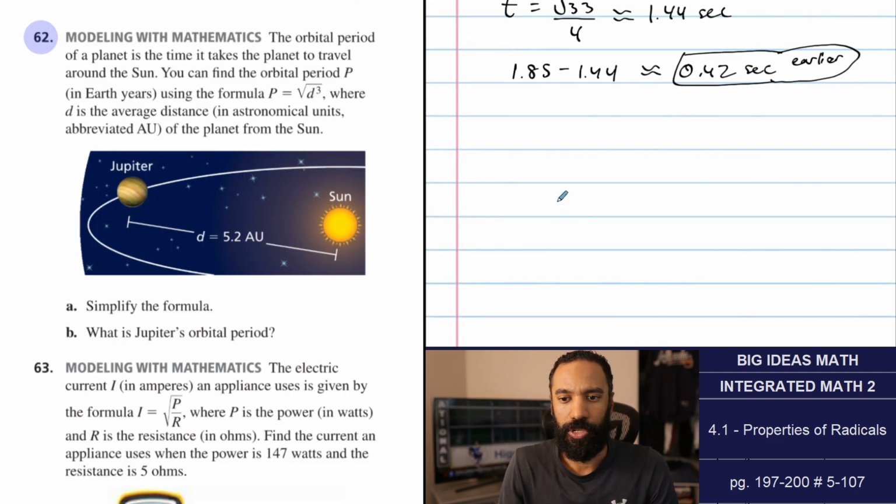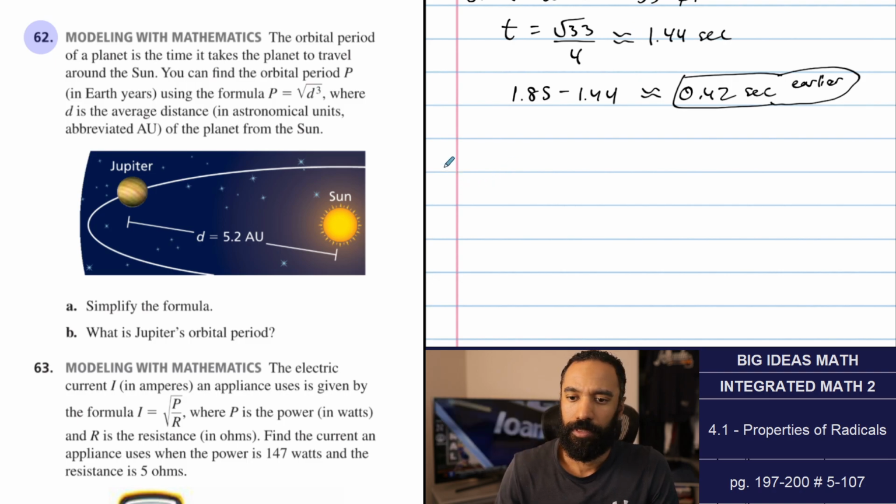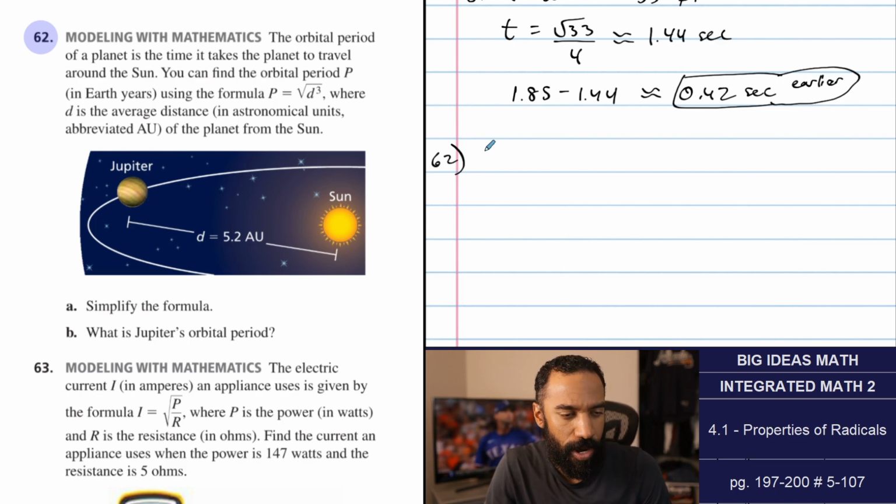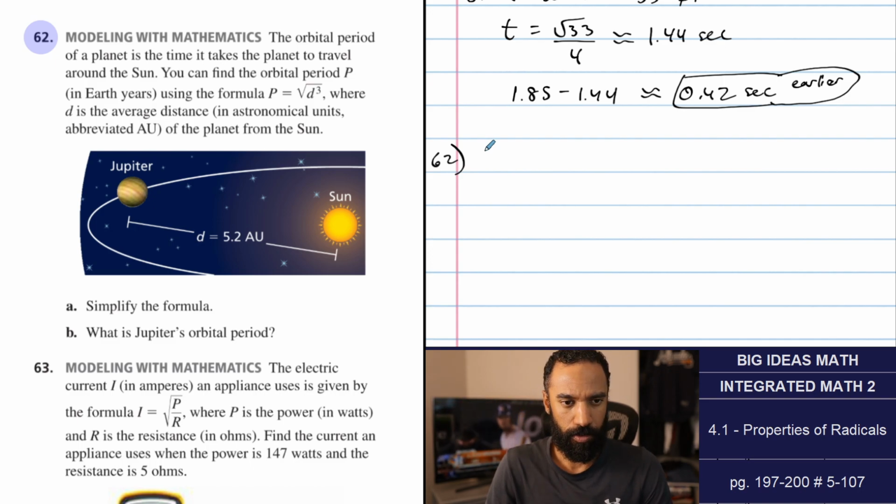Number 62. Yeah, this will be a slowdown. The orbital period of a planet is the time it takes the planet to travel around the sun. You can find the orbital period P in Earth years using the formula P equals square root of d cubed, where d is the average distance in astronomical units of the planet from the sun.